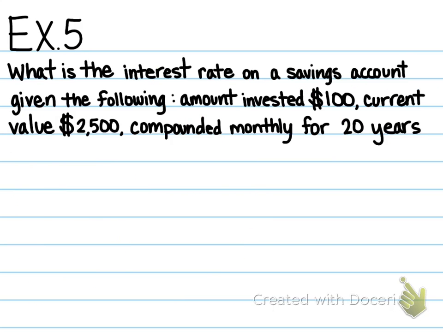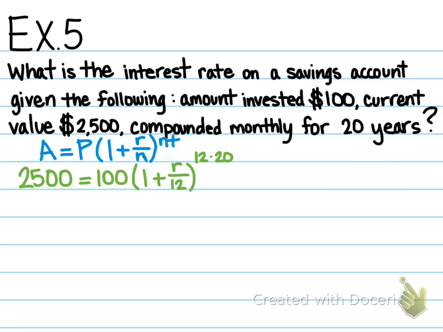Okay, last example, number 5, says what is the interest rate on a savings account given the following? The amount invested is $100. The current value is $2,500. It was compounded monthly for 20 years. So we're going to use our compounding interest formula, and we have to use the first formula because it's compounded monthly. If they said compounded continuously, I would use the PERT formula.